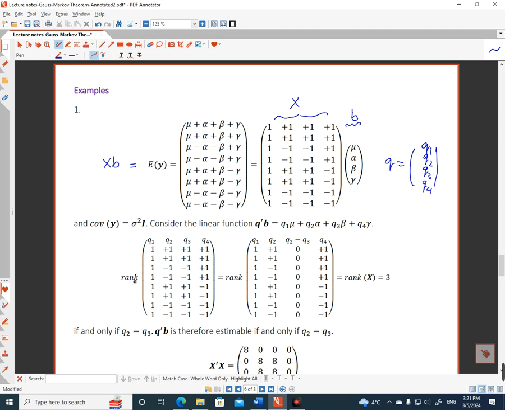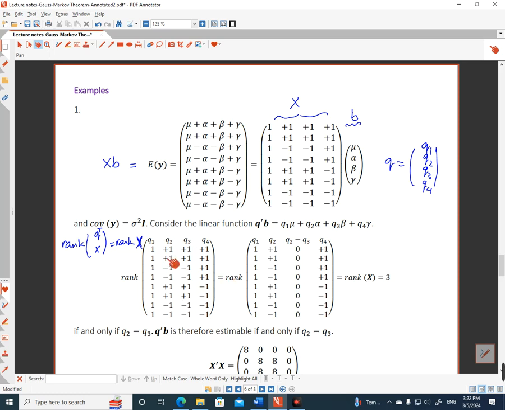If you remember, according to the theorems, the rank of the augmented matrix, q prime over X, is equal to the rank of X. So I'll consider the augmented matrix, this matrix here. Let me get the pointer. The augmented matrix is given by this matrix. We have the q elements in the first row and then the X. If you look at the X matrix, you see the second and third columns are the same. So in this case, if q2 is equal to q3, then the rank of this matrix doesn't change.